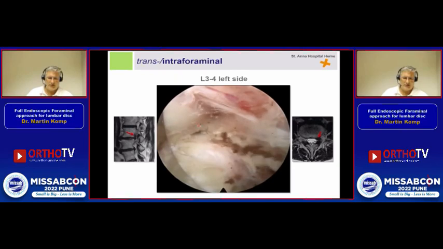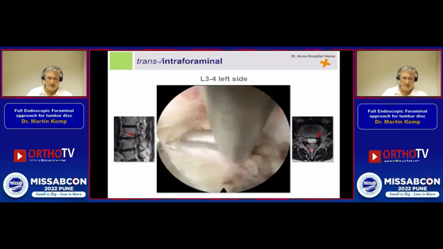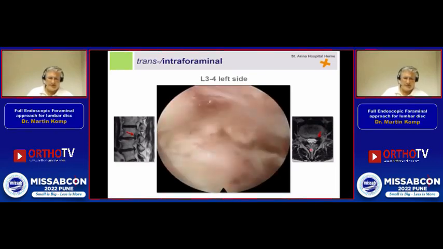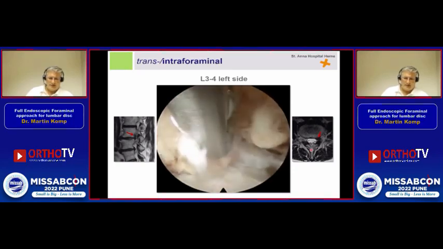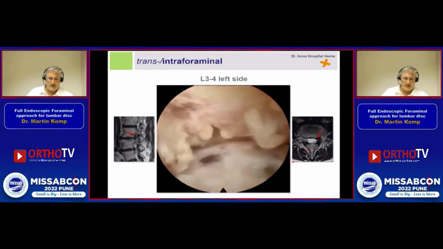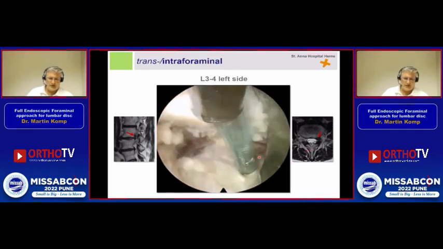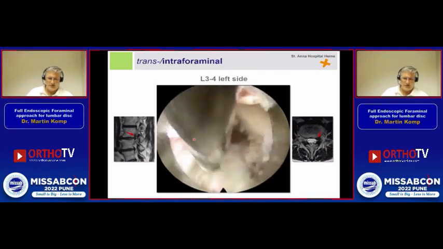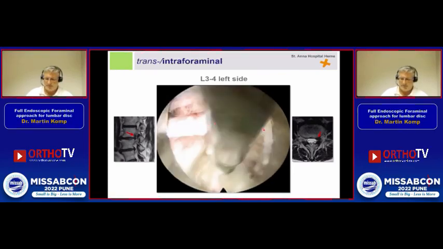So again, exiting nerve root, herniated material, which presses the structures to the dorsal aspect. And then we resect step by step the material and the herniated material, which follows the exiting nerve root, in this case in the axilla area. So exiting nerve root and SAP.